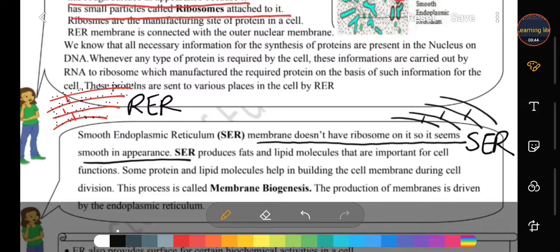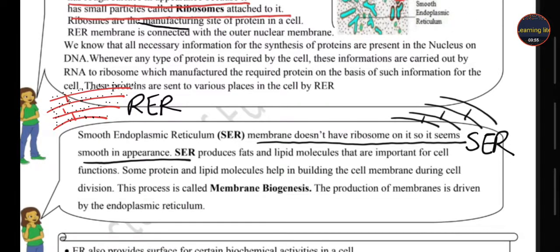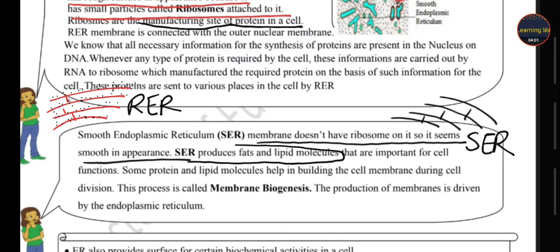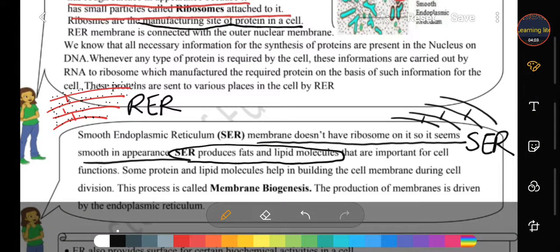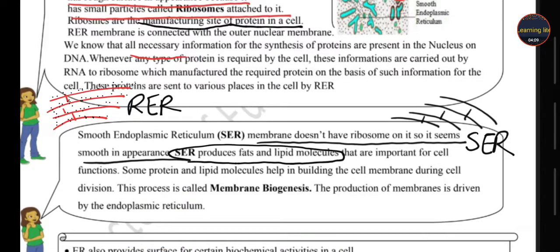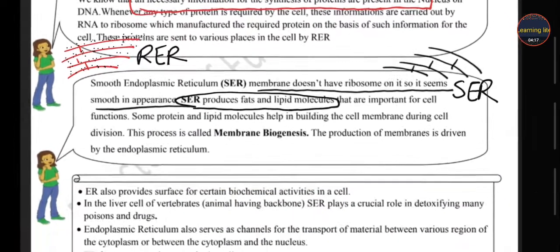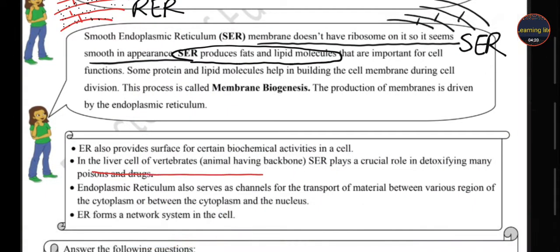So what is the difference between RER and SER? RER has a rough appearance due to the presence of ribosomes, and SER is very smooth due to the absence of ribosomes. Second point, RER helps in the manufacturing of protein. And second point, SER helps in the manufacturing of fats and lipids. The third point is RER also sends all necessary information for the synthesis of protein. And for SER, the third point is, students, it helps in the detoxification of poison and drugs.